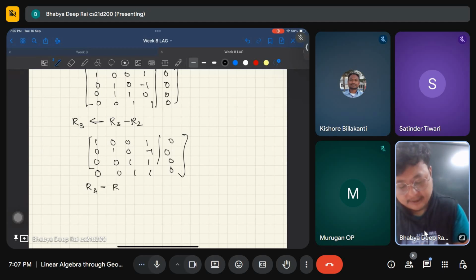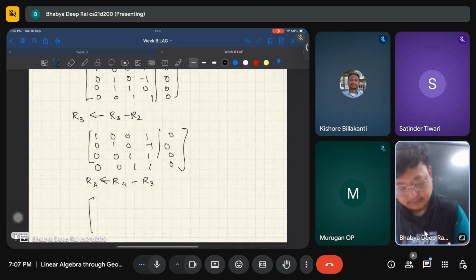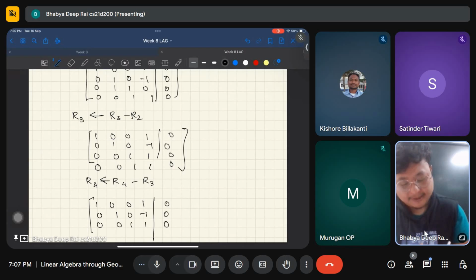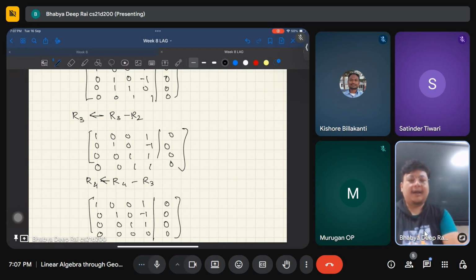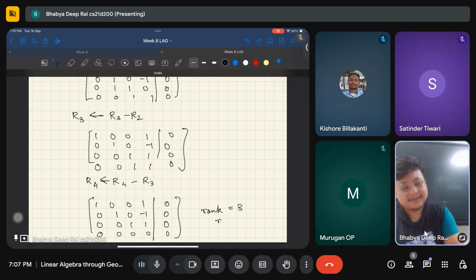I'll continue. In R4 I do R4 minus R3. So what do I get? I get 1, 0, 0, 1, 0, 1, 0, minus 1, 0, 0, 1, 1, and I get all zeros in the last row. I hope you remember counting the pivot elements. There are 3 pivot elements, but the dimension of the matrix is n. So what does this mean? This means the rank is 3, and rank is less than n, where n is 4.